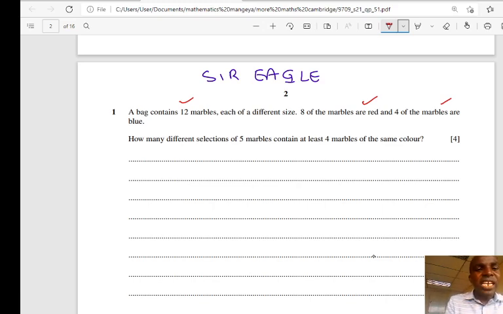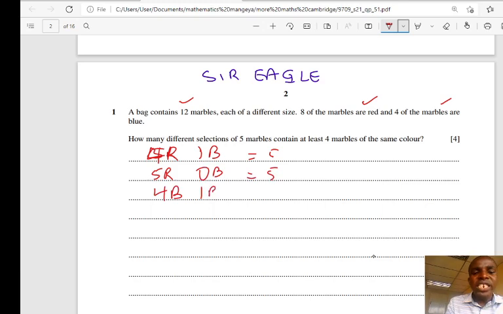The combinations here can be, we can start by taking from 8, maybe 5 of the red and 0 blue. Or 4 red and 1 blue. 4 red and 1 blue will make you 5, so the total will be 5 here. Or we can say 5 red and 0 blue. We still get a total of 5. Or we can take all the 4 blues and 1 red. We can still get 5. So these are the different combinations that we have, right?